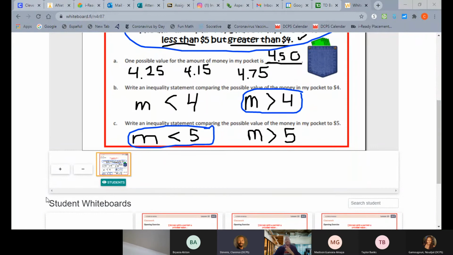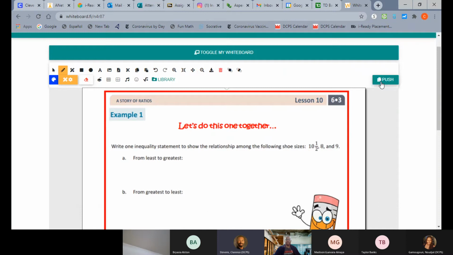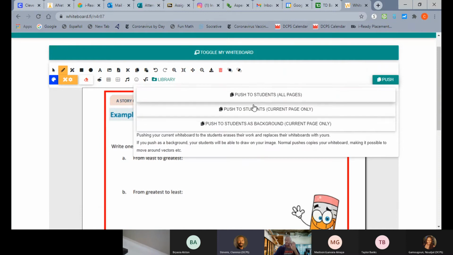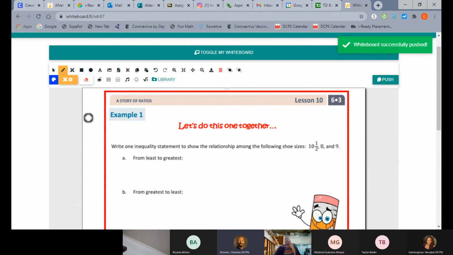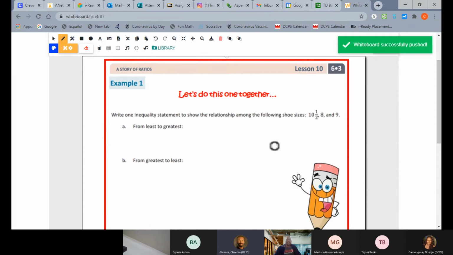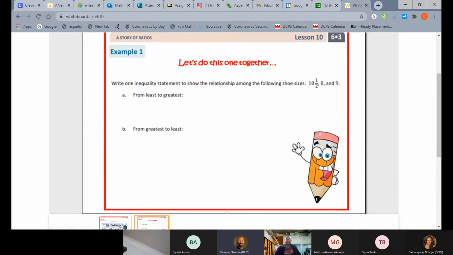Okay, so we're going to do one more, and then we are going to move on to our exit ticket. So it's going to be pushed onto your screens, and we're going to work on this together because we are low on time. 10 and a half, 8, and 9. We are going to order these numbers from least to greatest, and then we're going to make inequality statements about them.